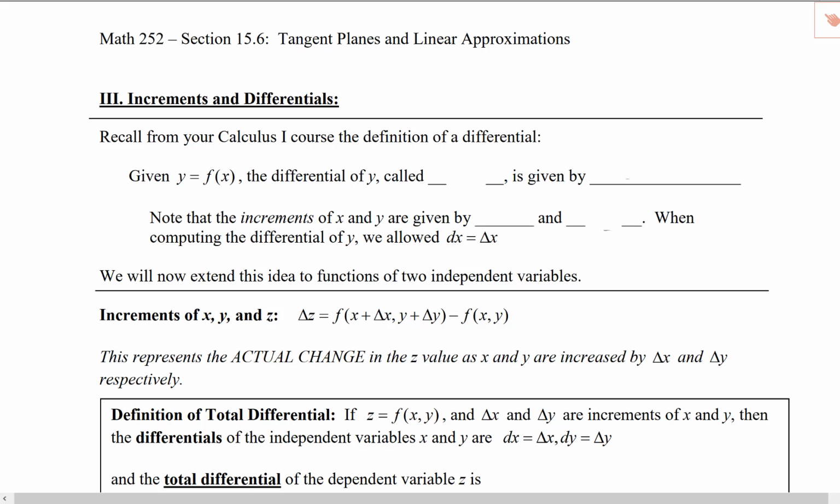Recall from Calculus 1 that if you're given y equals f(x), the differential of y is just denoted dy, and the way to compute dy is to use the equation dy equals f prime of x dx. Now the increments of x and y are given by delta x and delta y. When we're computing the differential of y, we allow dx to equal delta x. Let me show you what this looked like in 2 dimensions back in Calc 1.